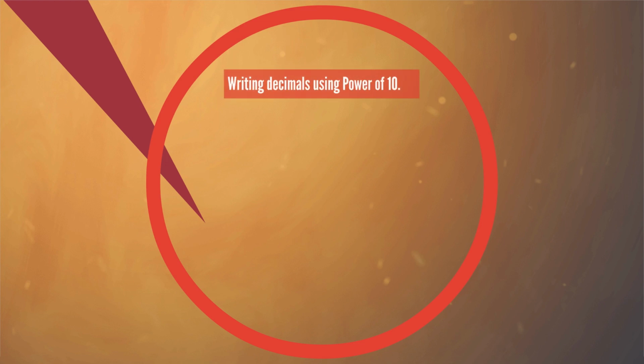We're done with zero and negative exponents, so now let's move on to the last topic, which is writing decimals using the power of 10. To understand it faster, we'll just look at some examples right away. We have 0.0001. The first thing we need to do is write the decimal form as a fraction.